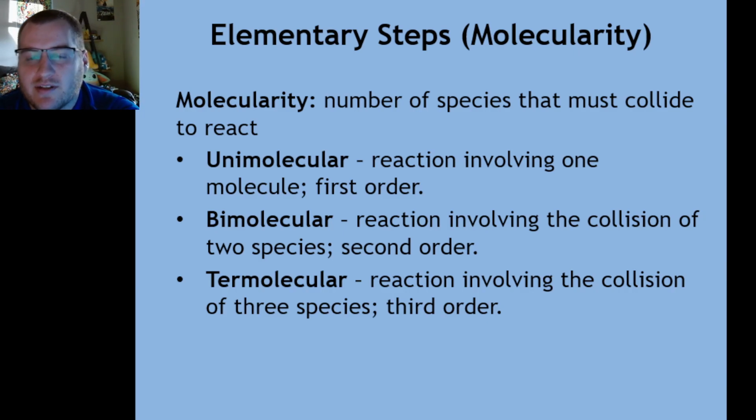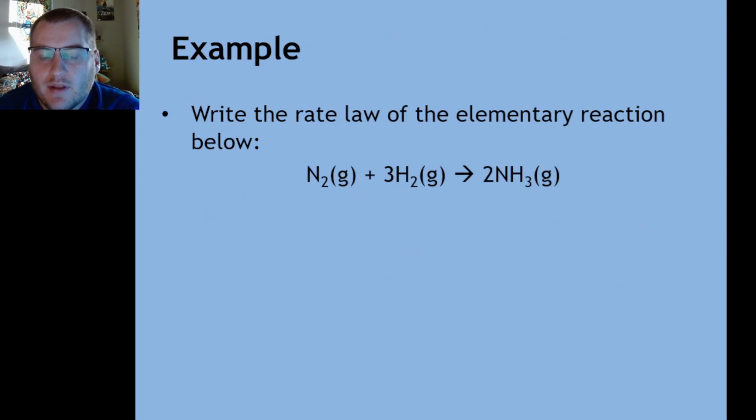But let's talk about it real quick. Molecularity is the number of species that must collide to react. Unimolecular means just one molecule, like literally one molecule must collide to react. Bimolecular is 2 molecules. Termolecular is 3. We want to write the rate law of this elementary reaction below. I'm not given any data. I'm given the fact that it is elementary, and that's really what I need.